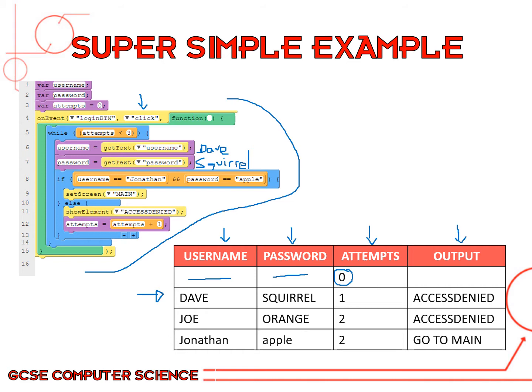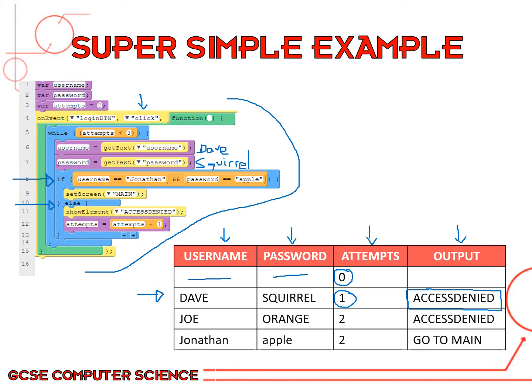If username equals Jonathan, no it doesn't, it equals Dave. And password equals Apple, no it doesn't, it equals Squirrel. So this is not correct, this is not true. So with an if statement, because that's not true on this line here, it's going to skip this next line of code and move down to the else statement. So we're going to run the code for the else statement, which is to show the element access denied. So I've put in the output for that, access denied, because that is what is going to happen. And on the line underneath, we add 1 to attempts. So I have added 1 to attempts and put it in as 1.